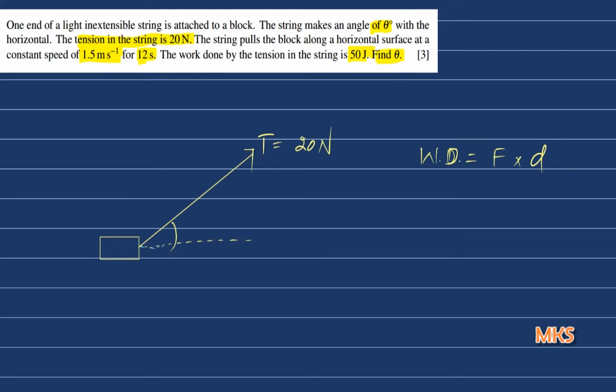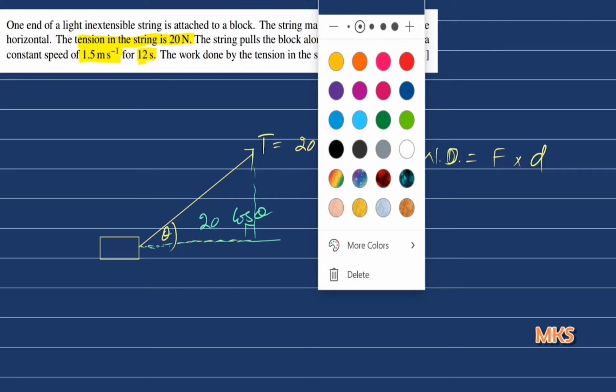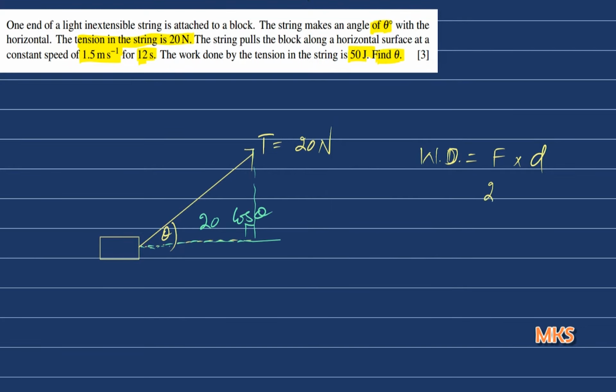is definitely the horizontal component, and that will be 20 cos theta. Why? Because the angle made by the string is theta. So this will be 20 cos theta. It means the force is 20 cos theta and the work done is 50 joules, times displacement.